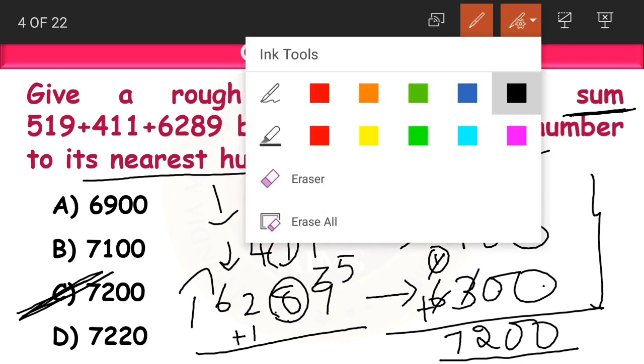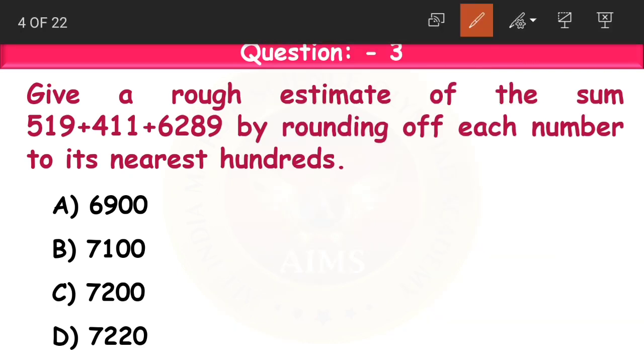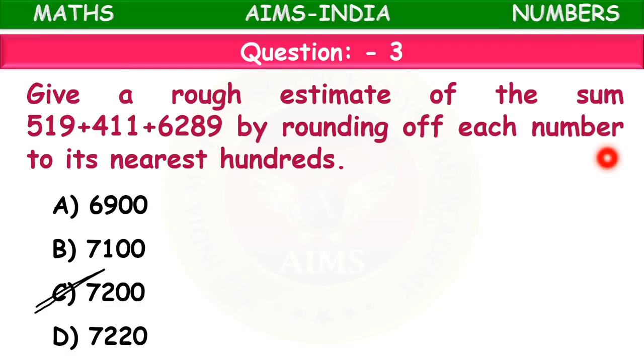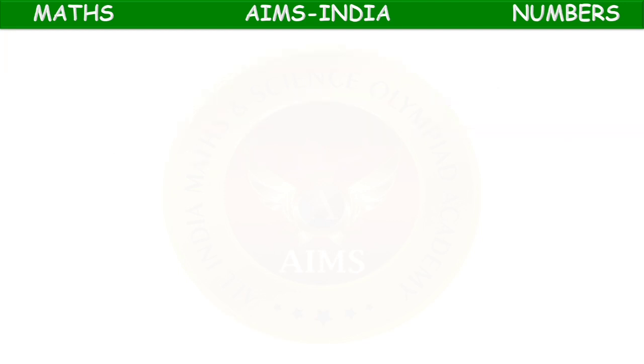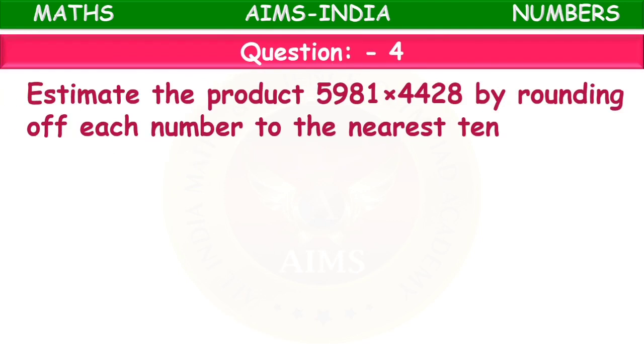Yes, option number C. Again, why do we do estimates, students? Why is it useful to do estimates? Because when we estimate the numbers, the calculation becomes easy, and it is not always necessary that we do calculations with such large numbers. When we have the option of estimating it and getting the same answer easily, what do we do? We prefer going the easier way, that is by estimating. So the correct answer here is option C, 7200. Moving to question number 4.